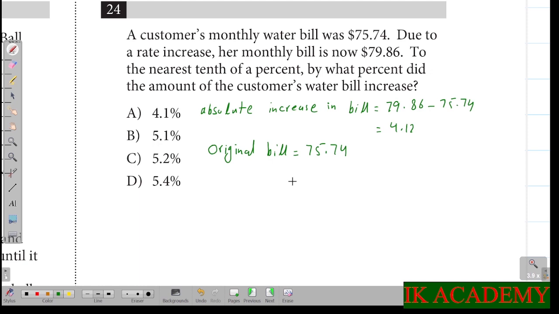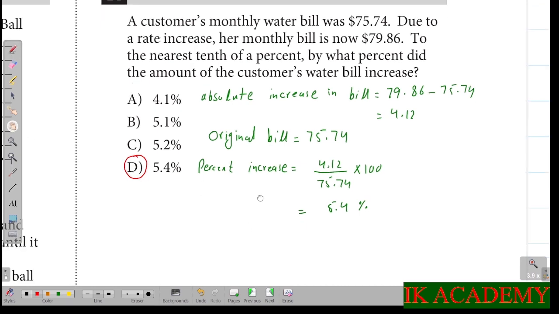We can get the percent increase in bill. So percent increase in bill is equal to absolute increase in bill, which is 4.12, divided by the original bill 75.74 multiplied by 100, which is equal to 5.4%, which is option number D, the correct option. Let's move to the next question.